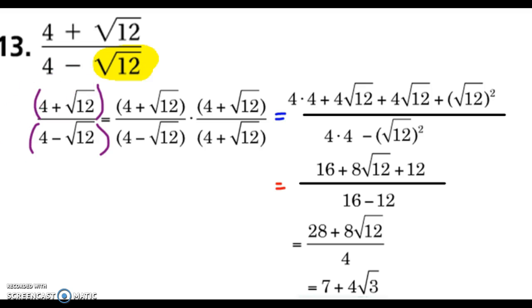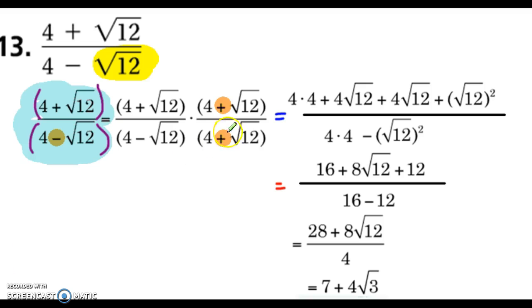In problem 13, I want to simplify, and I notice I have a radical in the denominator. I need to get rid of that radical. So to make this easier, I'm going to put parentheses around this problem. And I want to multiply it in the denominator by the conjugate. If I have minus, I'm going to multiply it by plus. Those conjugates have no middle terms.